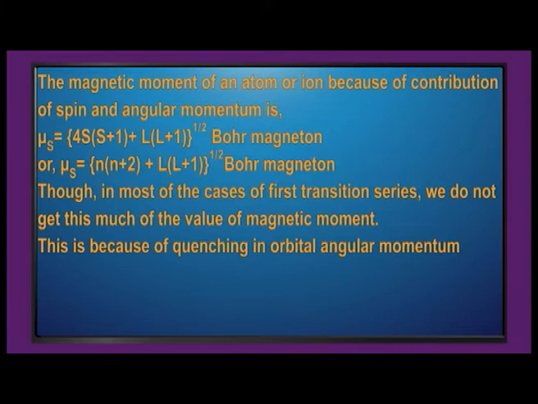Now, according to the formula, the magnetic moment of an atom or ion because of the contribution of spin and angular momentum is mu S+L equal to root under 4S(S+1) plus L(L+1) Bohr magneton, or mu S+L equal to root under n(n+2) plus L(L+1) Bohr magneton. Though in most of the cases of the first transition series, we do not get this much value of magnetic moment. This is because of quenching of orbital angular momentum.